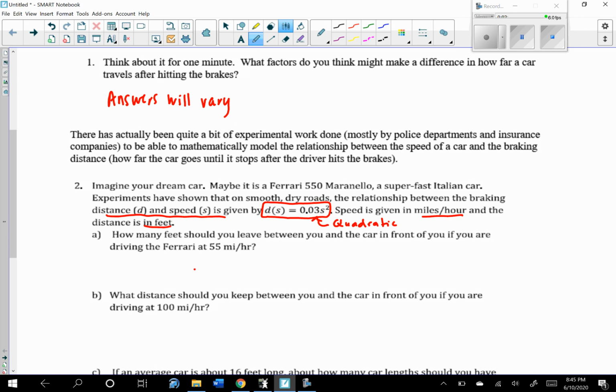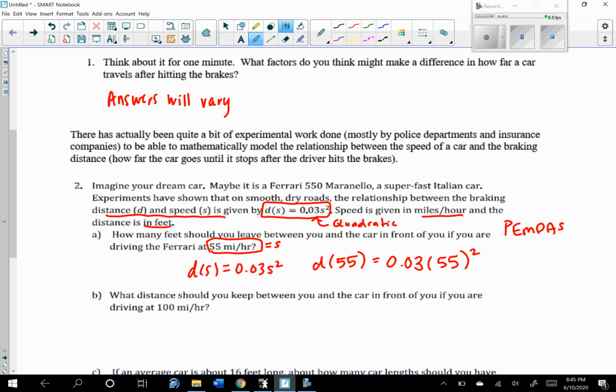So for this one, we know that d of s equals 0.03 s squared. So that means that if you are driving 55 miles per hour, that is your s. So we're plugging that in for s into our equation. So d of 55 is equal to 0.03 times 55 squared. If you're doing this in your calculator, make sure you put that 55 in parentheses because remember you want to do the order of operations, PEMDAS. So we would do the 55 squared times 0.03.